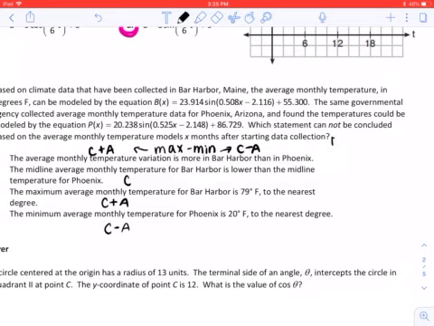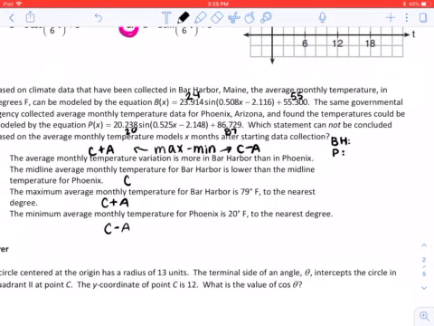So Bar Harbor, I think I called that Bay Harbor, oops, and Phoenix. So the max for Bar Harbor is going to be 55.300 plus 23.914. And to make this simple, I'm just going to round these numbers. So we're going to call this 55 and we're going to call this 24. We're going to call this 87 and we're going to call this 20.